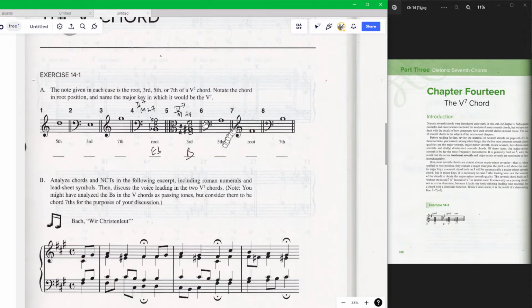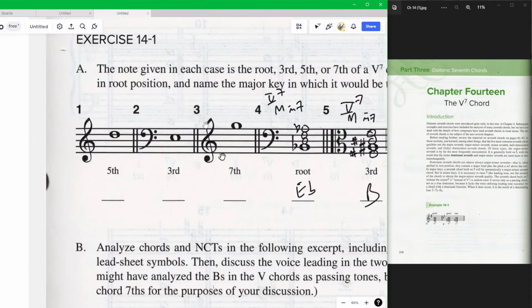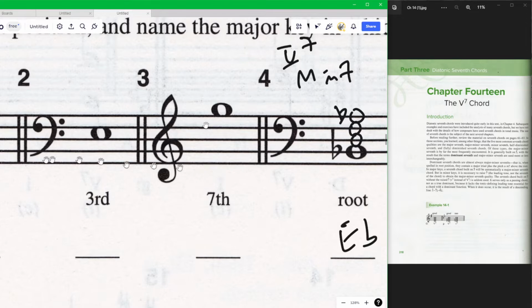Let's do one more. Just one more. None of these are challenging enough. Let's do this one, number 3. Okay, this is the 7th. Okay, 5th, 3rd, root. There we go. Starts on A. A, C, E.